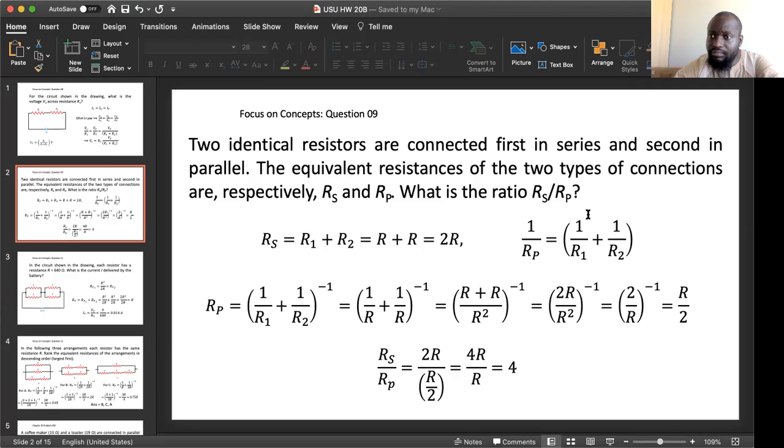But when you have two resistors in parallel, the easiest way to get the equivalent, instead of doing the one over all that, is to do their product divided by their sum. Their product divided by their sum. If they are only two. If they are more than two, then you have to do two at a time. It's a longer process. But you have to do their product divided by their sum. So in this case, I can just get the product, since they are the same.